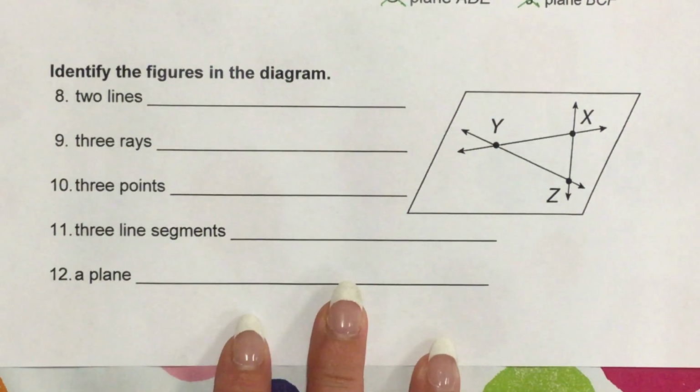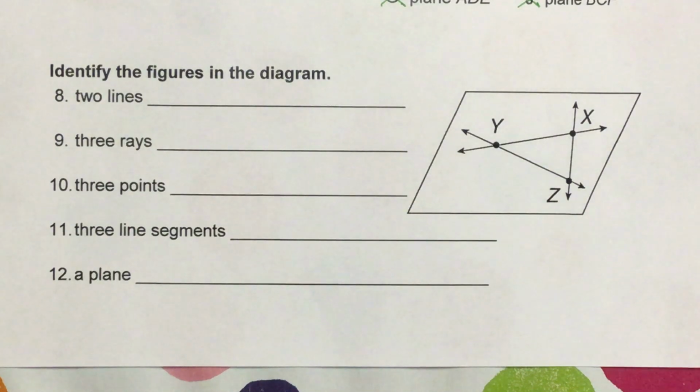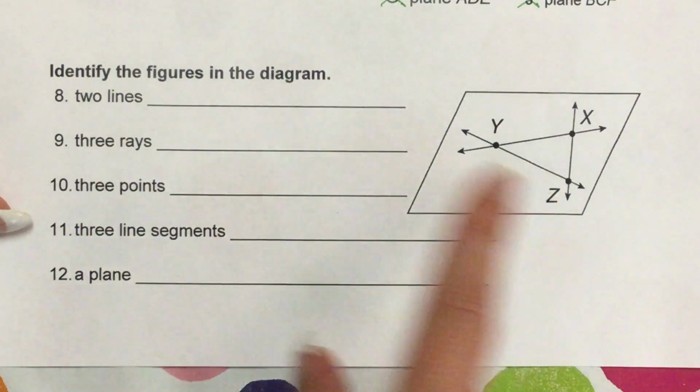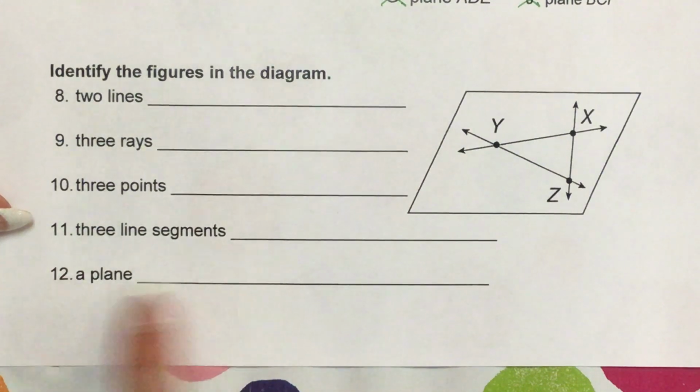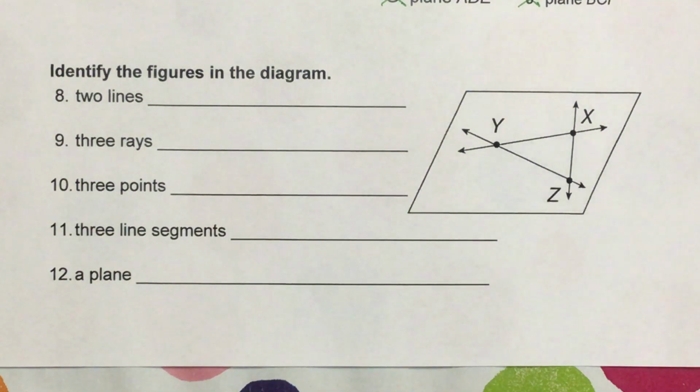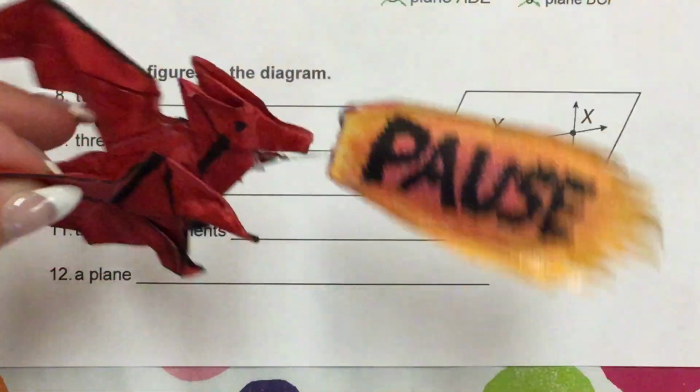Here, it says identify the figures in the diagram. So we need to identify in this diagram 2 lines, 3 rays, 3 points, 3 line segments, and a plane. So I want you to go ahead. Oh, there's my pause dragon. I want you to pause, work out those problems. When you get done, press play, and we'll go over the results. All right, see you in a bit.